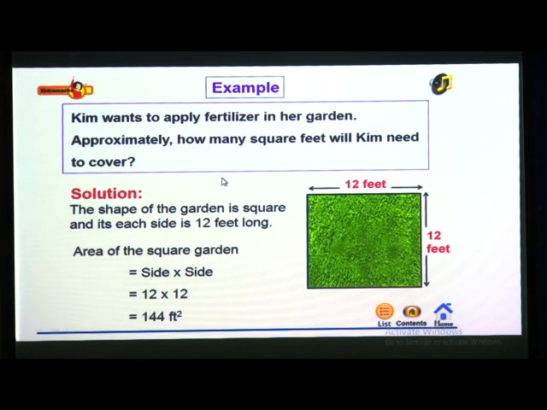Let us solve an example. Kim wants to apply fertilizer in her garden. Approximately how many square feet will Kim need to cover? To find the square feet, we need to find the area of the inside, which is the colored part. The shape of the garden is a square and each side is 12 feet long. So the area of the square garden is side into side, that is 12 into 12, 144 square feet.